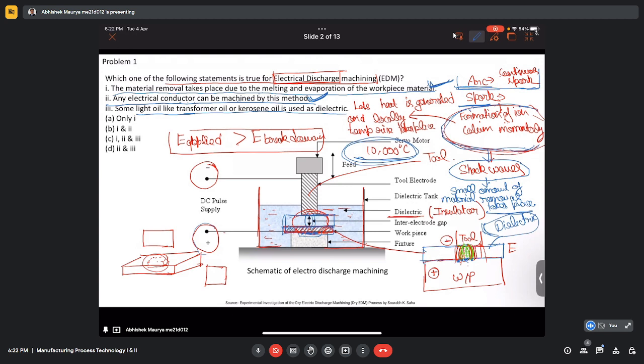So mostly kerosene oil and sometimes DM water is also used. So this is also correct. So all three statements are correct regarding the electro discharge machining. So the correct answer is C.